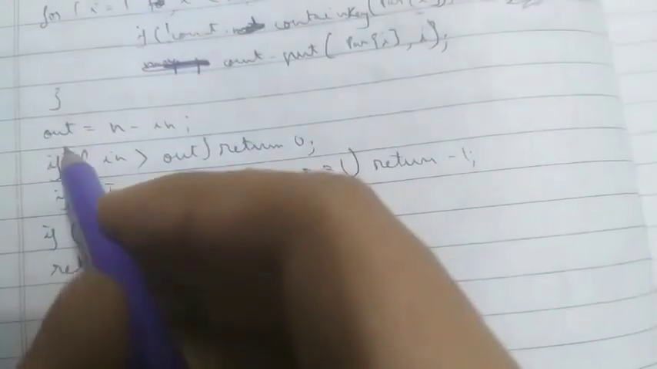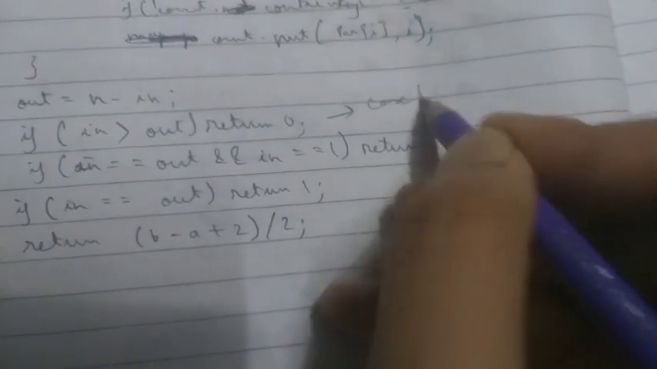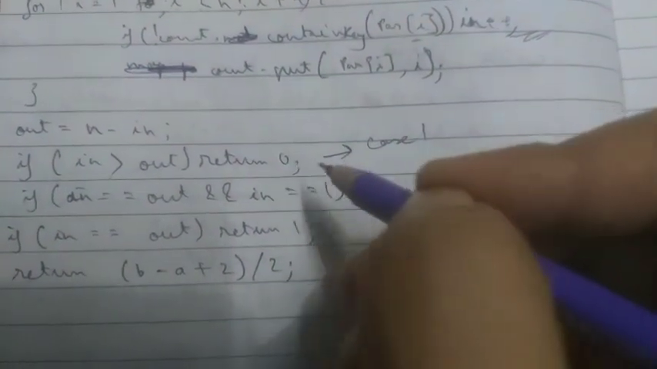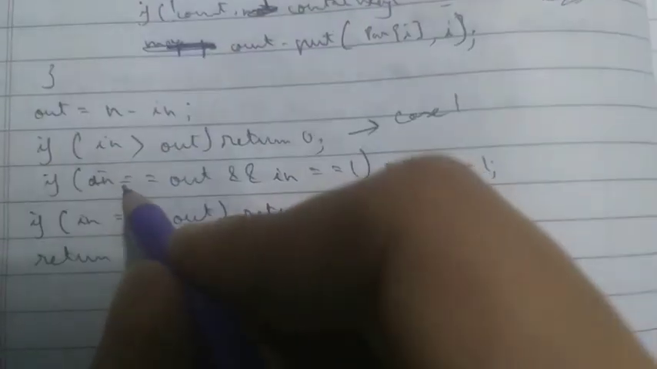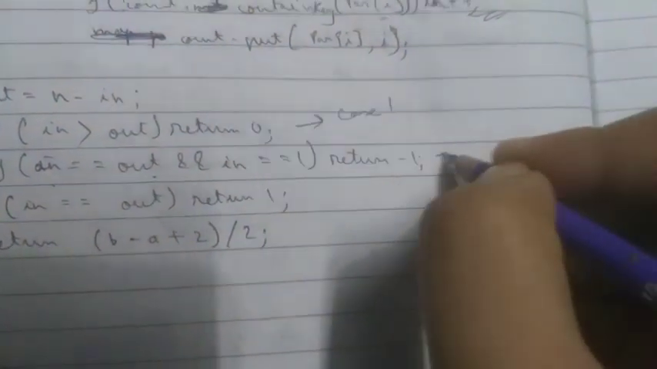And external, that is leaf nodes, is equal to n, that is the total number of nodes, minus the number of internal nodes. Now there are cases. Okay, case 1, if internal nodes is greater than leaf nodes, which is the condition of a good tree, we are going to return 0 because we don't need to perform any operation. If internal nodes and leaf nodes are equal and internal nodes is equal to 1, we have to return -1. This is case 2, which is a very exceptional case.